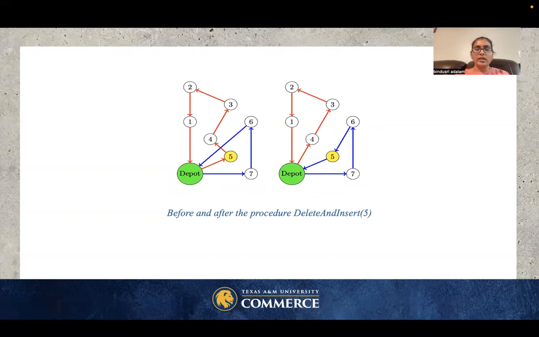The next one is the delete and insert procedure. It takes a node, deletes it, and inserts it in the best possible place among the routes. It allows us to change the number of customers in the routes and decreases the number of routes. It is both an in-route and between-route operation. So here you can see node 5 before the delete and insert operation, and after it. Initially 5 is in this red path. After deleting and placing it in this blue path, you can see that this X crossing over here is avoided.